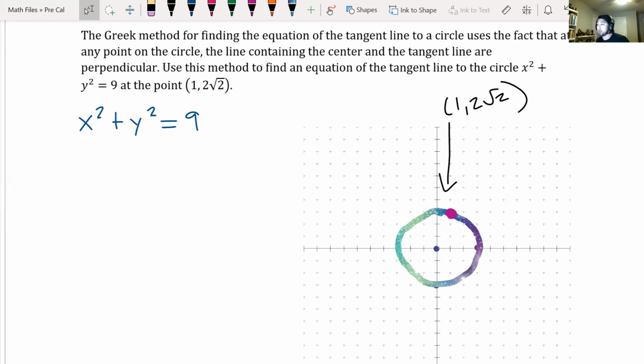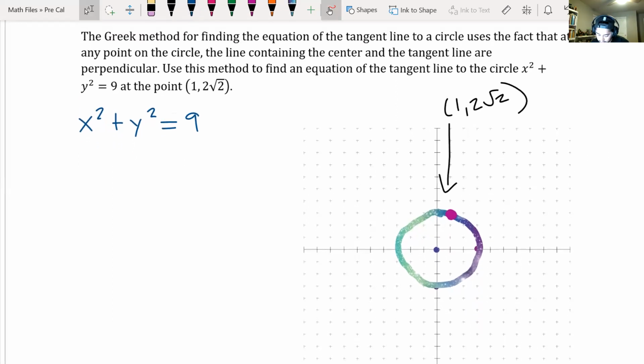What this is saying is that by this Greek method, the line that contains the center and the tangent line are perpendicular. So there's a line that goes through the center and the point given on the circle. And that would be the secant line, right? That would be a secant, correct. Good.